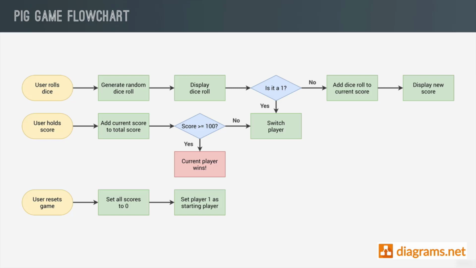Next, the other option is that the user wants to hold his score, and then we add the current score to the total score. Once that is done, we must check if the score is above or equal 100. Because as I said, the player wins whenever the score is at least 100 points, right? And if it's not, then we just switch the player and the game keeps on running. Finally, when the user chooses to reset the game, we simply set all scores to 0 and set the player number 1 back to being the starting player.